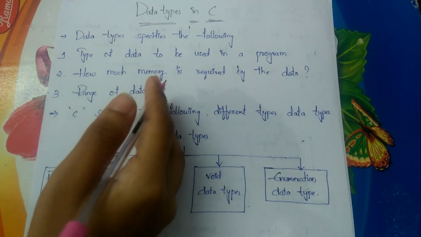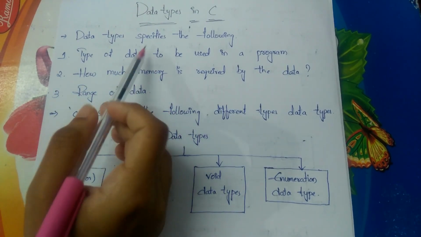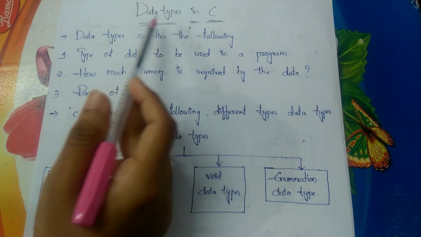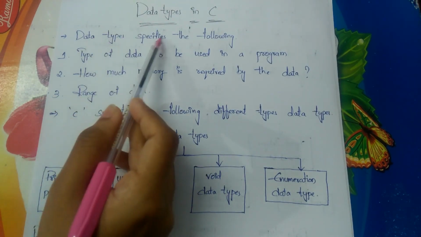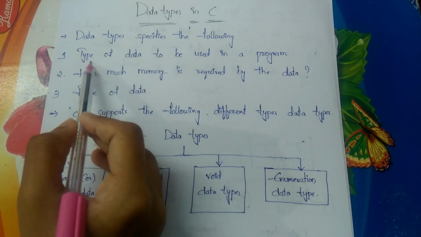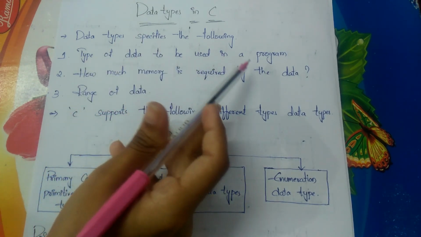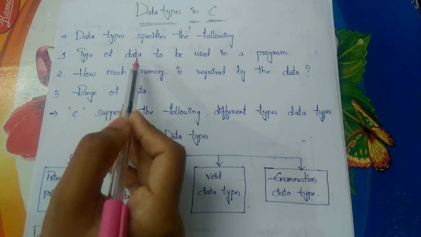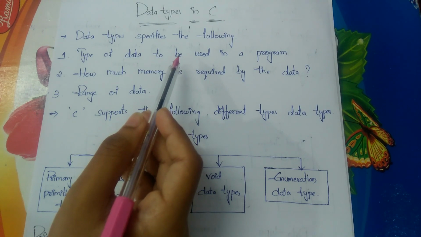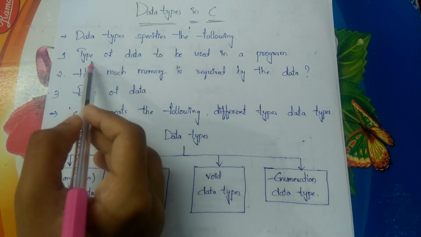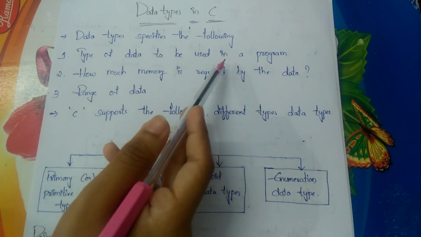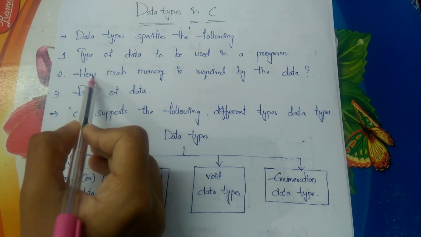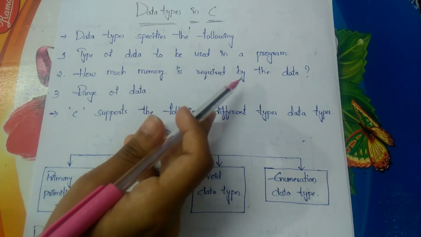Here is the important topic, that is data types in C. This is the most important topic. A data type specifies the following. The first one is the type of data to be used in a program. For example, if I want to use integer values in a program, then I have to use the int data type. So it specifies the type of data to be used in a program, and it also specifies how much memory is required by the data.